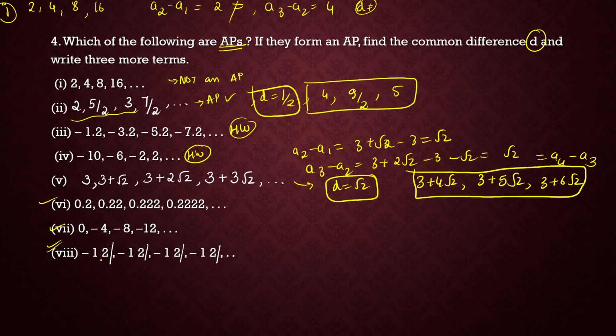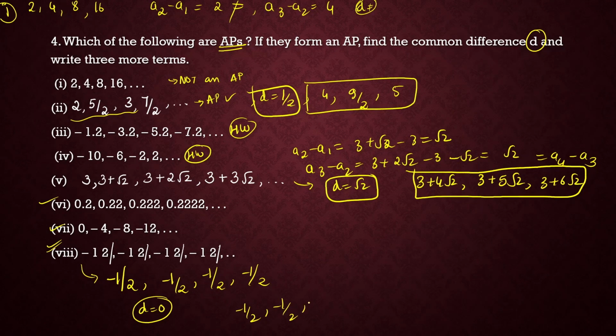Okay, so here, this is a mistake. So this is minus half. Minus half, minus half. So here what is the common difference? It is 0. So what are the next terms going to be? It is again minus half, minus half, minus half. So these two questions were in your homework.